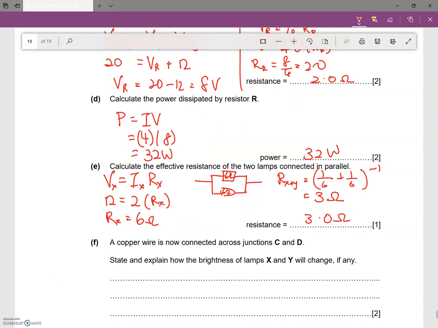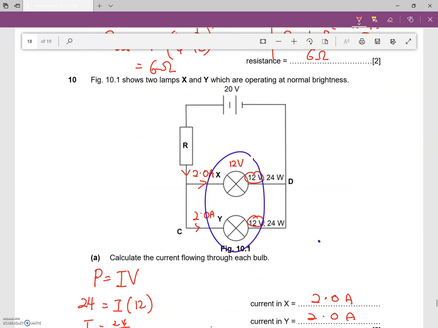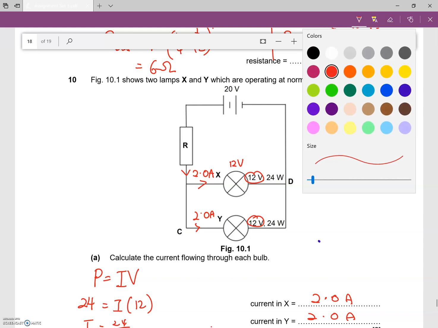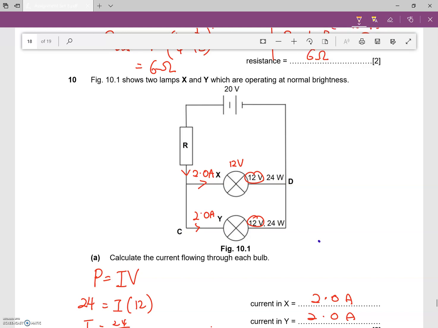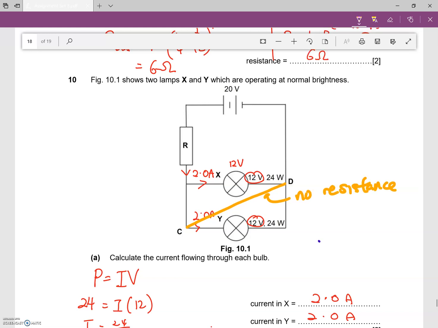Now last part, part F. It says a copper wire is now connected across junctions C and D. Then explain how the brightness of X and Y will change. So now imagine at this point here, let me erase the blue part. I'm going to use a different color here, let's use orange. So from C connected to D. Now, this is just a copper wire, so take it as having no resistance. Now, how will current flow? Let's use a different color to show how current is flowing. So current flows like this, goes through R.